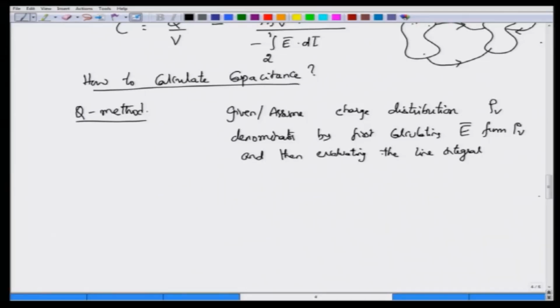This step of calculating the electric field from the charge distribution requires you to use either Gauss's law or Coulomb's law.